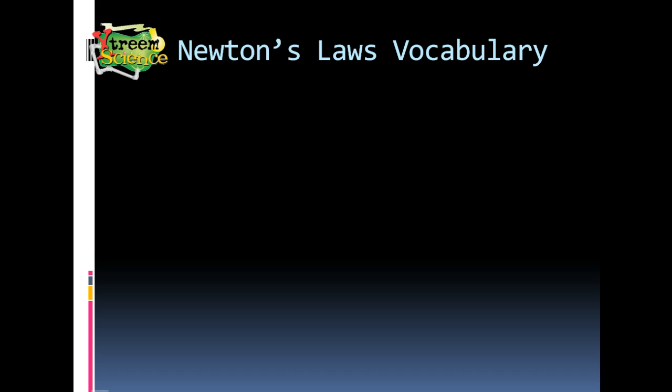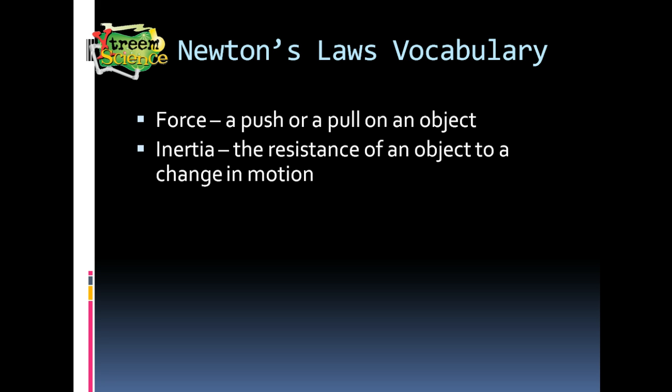So Newton's laws vocabulary. A force is simply a push or pull on an object. Pulling a rope, pushing a car that's run out of gas, a push or a pull on an object. Inertia, we've kind of talked about this, the resistance of an object to change in motion. So if an object's not moving, it doesn't want to move, and if it is moving, it wants to stay moving. So inertia is the resistance of an object to change in motion.